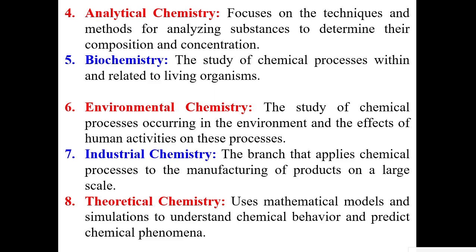How much amount is there? What is the composition? What is the concentration, like that. And biochemistry is chemistry related to biological materials in living organisms, what reactions are happening. Environmental chemistry is the study of chemical processes occurring in the surroundings and human activities on these processes. Industrial chemistry is related to the products that we produce in factories. Theoretical chemistry uses mathematical models and simulations to understand chemical behavior and predict chemical phenomena, what happens inside, like that.